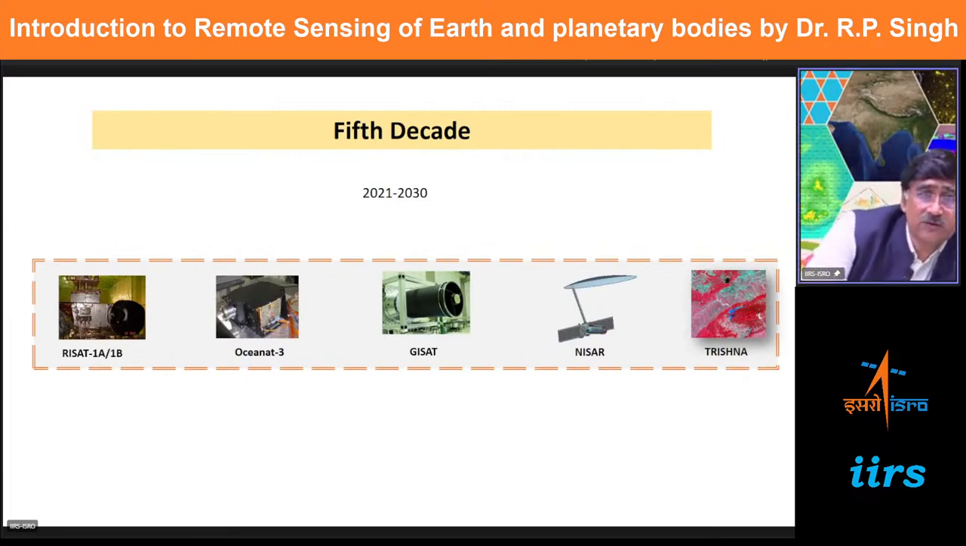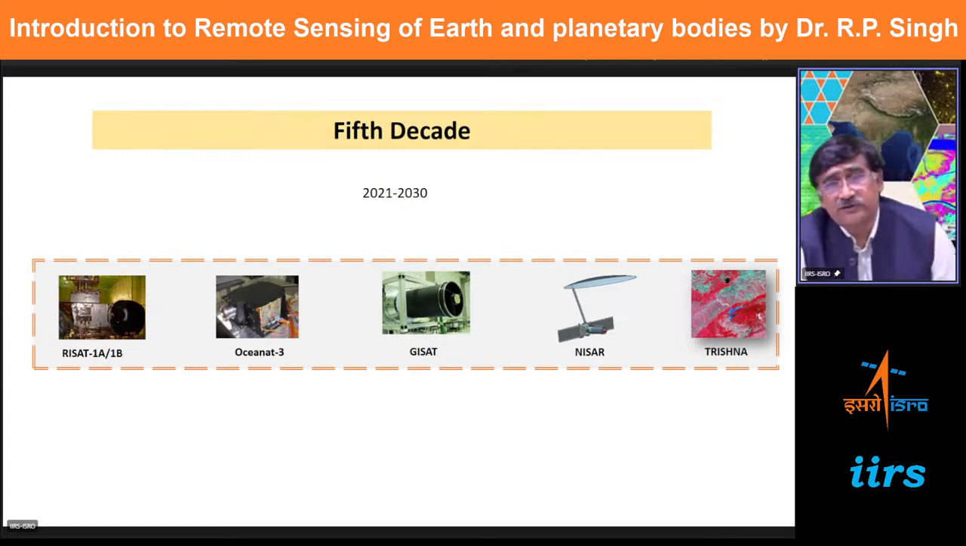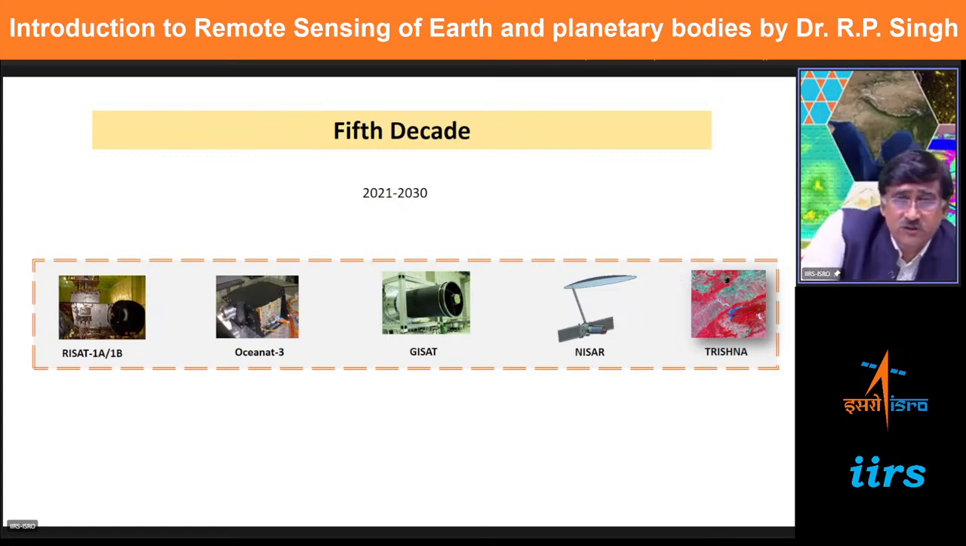In the current decade, 2021 to 2030, a lot of plans are there. At the moment, we have already launched a radar satellite and the OceanSat 3 satellite, which is a continuity mission from the earlier one. In future, we are going to launch a satellite called GISAT, NISAR, which is radar in L and S band, and a Trishna satellite. So this is the plan for the current few years.